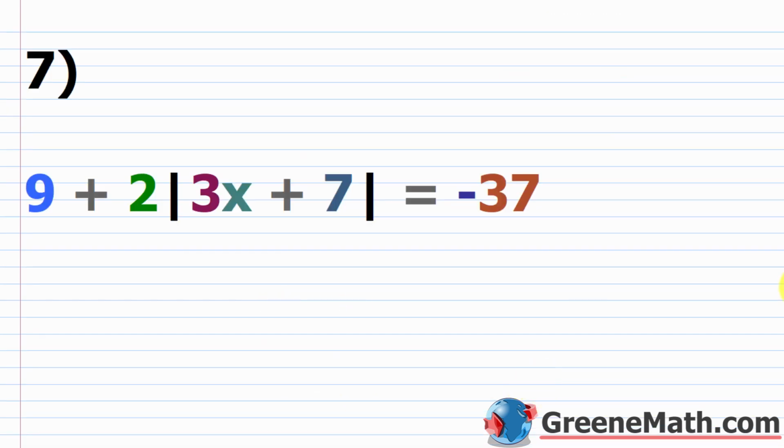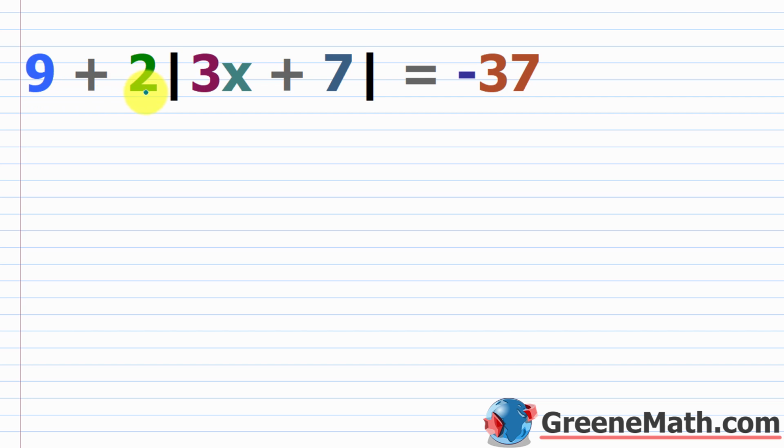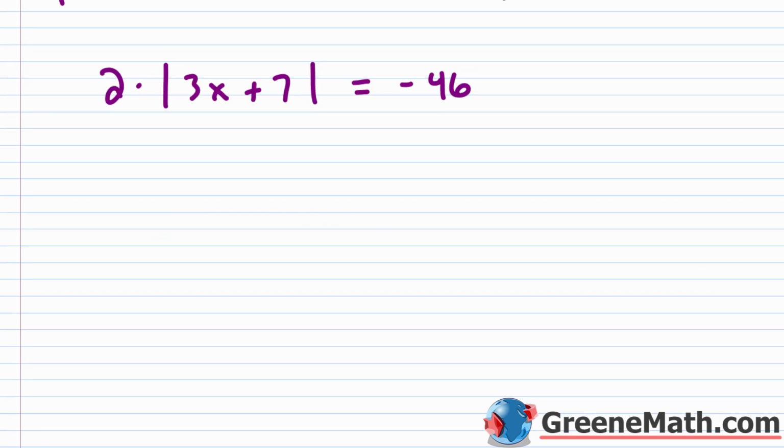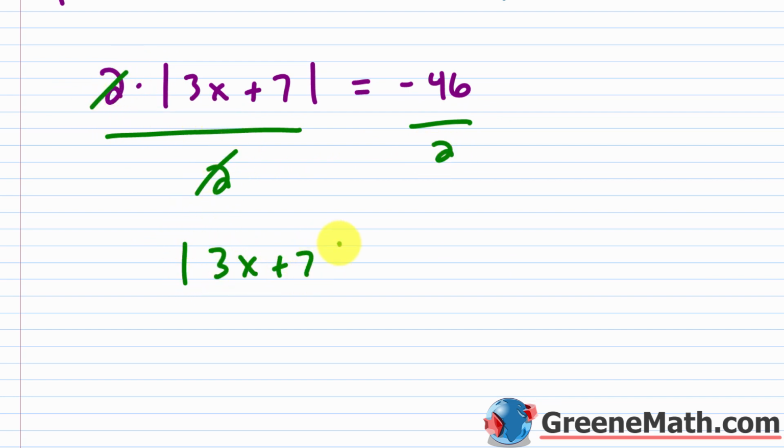Okay, let's look at problem number 7. So here we have 9 plus 2 times the absolute value of 3x plus 7, and this is set equal to negative 37. So what I want to do again is isolate this part right here on one side, have a single number on the other. So let's subtract 9 away from each side of the equation. Then let's cancel this. I'll have 2 times the absolute value of 3x plus 7 is equal to negative 37 plus negative 9 is going to be negative 46. And then from here, I can just divide both sides by 2, and this would cancel. And I'll have the absolute value of 3x plus 7 is equal to negative 46 divided by 2 would be negative 23.